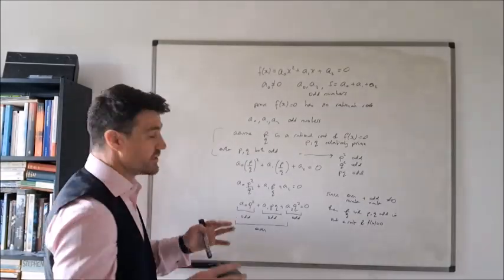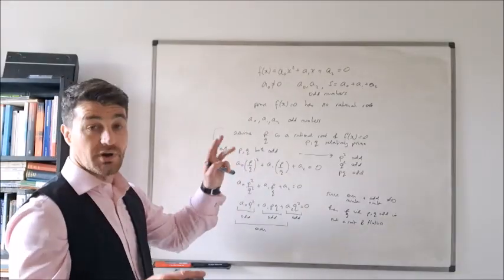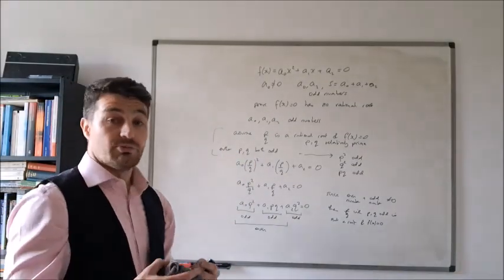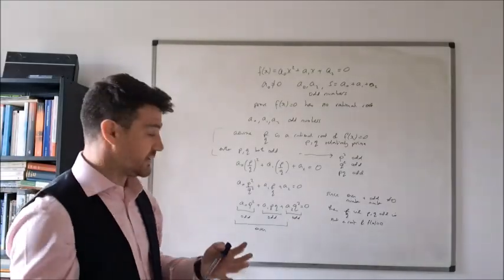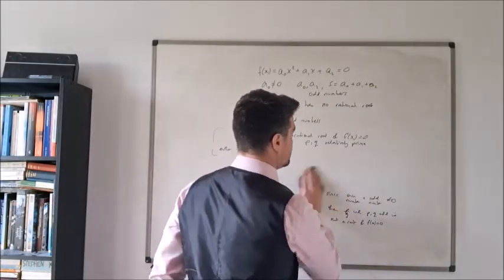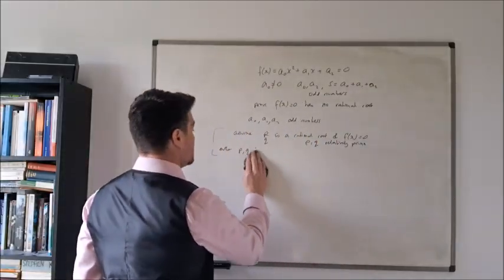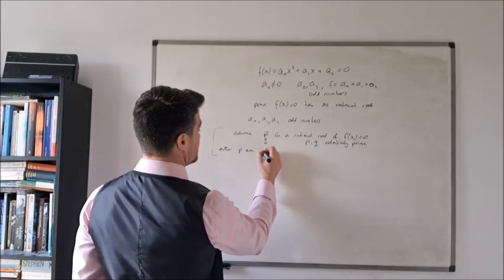Let's have a look. We're not done yet because we've only considered one possible case, P and Q both odd. Remember, we've got the case where one of P and Q is even and the other is odd. So let's have a look at that case. Let's assume that P is even and Q is odd.